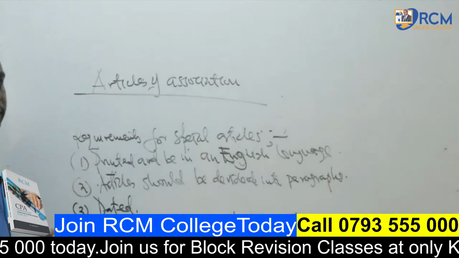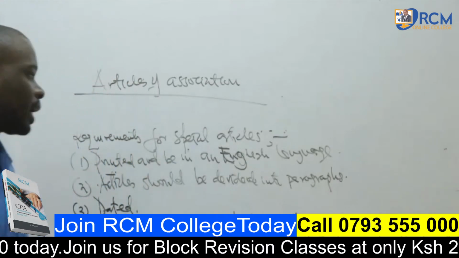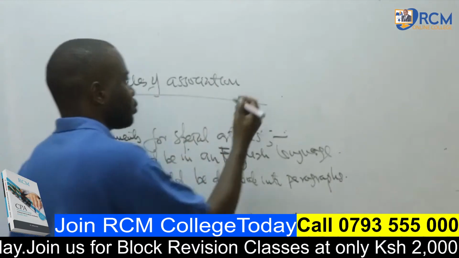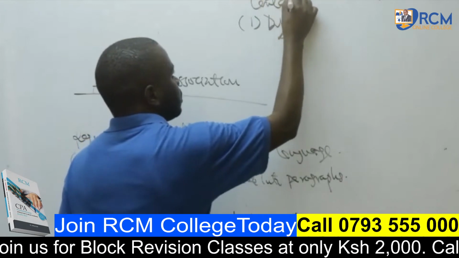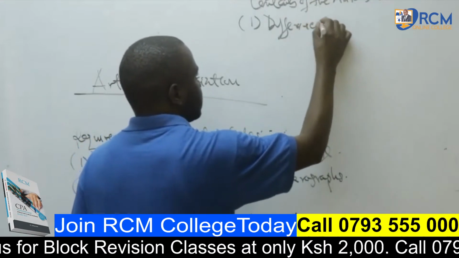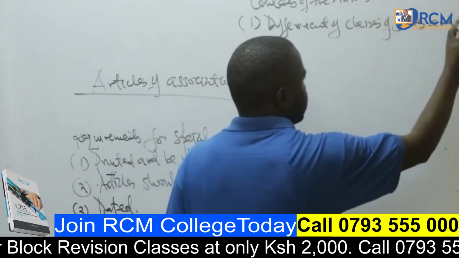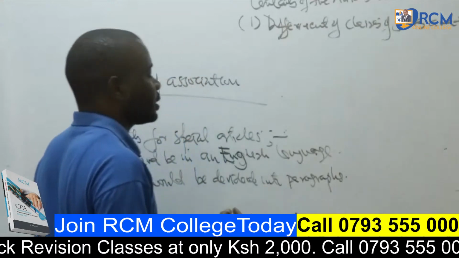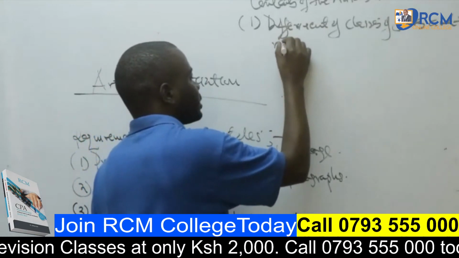So what are the contents? What will actually be part of the contents of an articles of association? These articles will contain information such as the different classes of shares and their rights. What do you mean by classes of shares? Let's say, for example, preference shares. It will clearly indicate the different classes of shares in the company. We have preference shares, ordinary shares, and the rights attached to those shares.